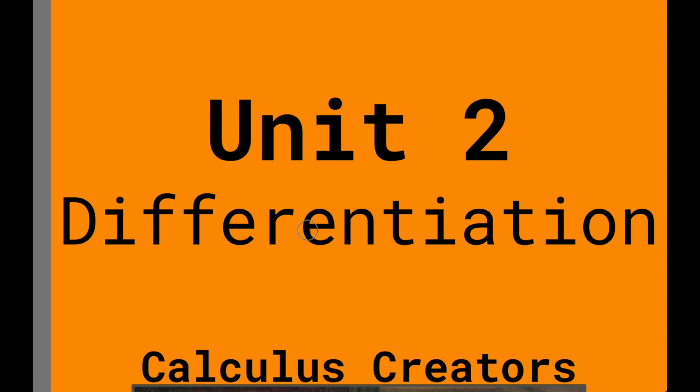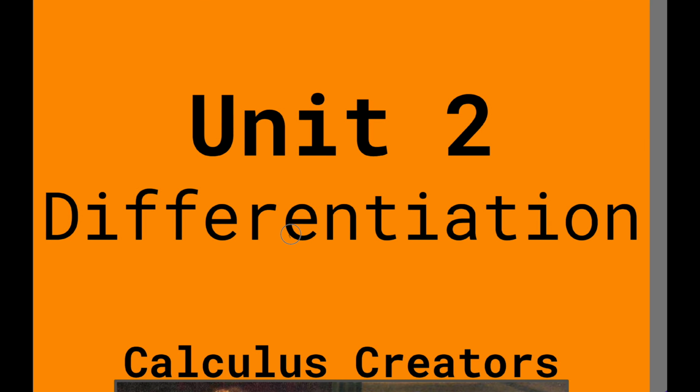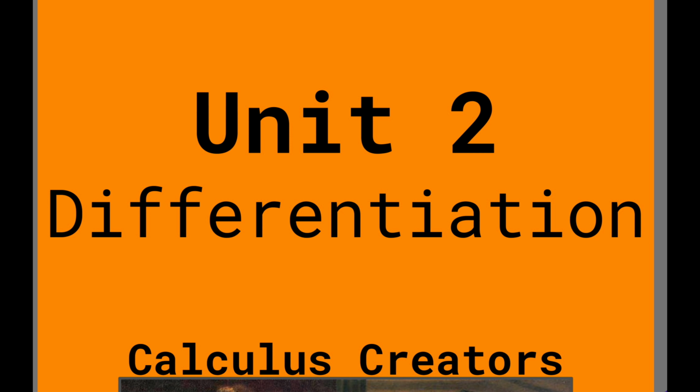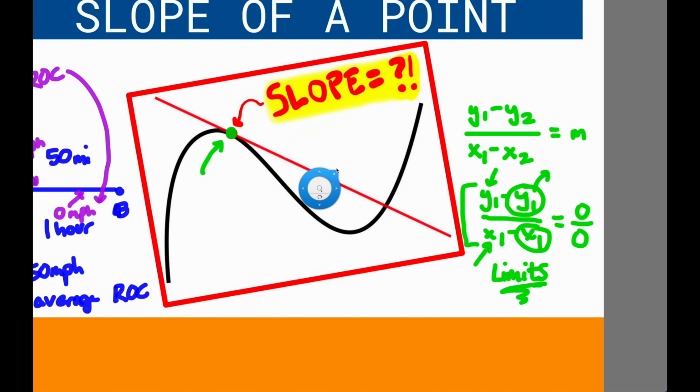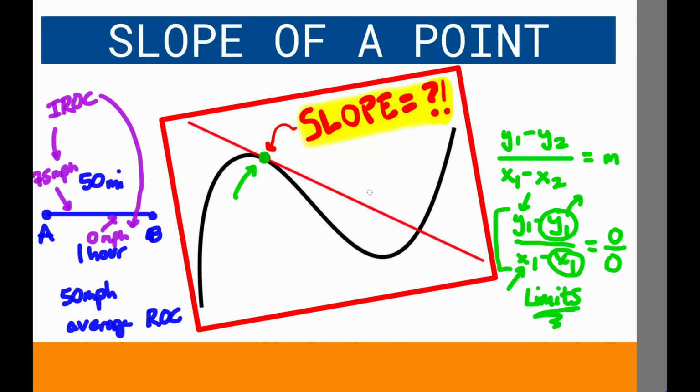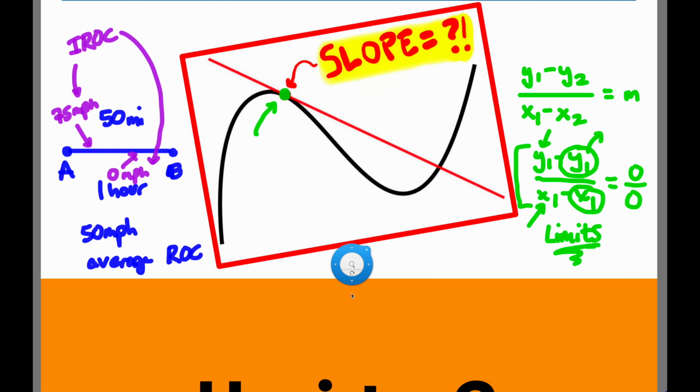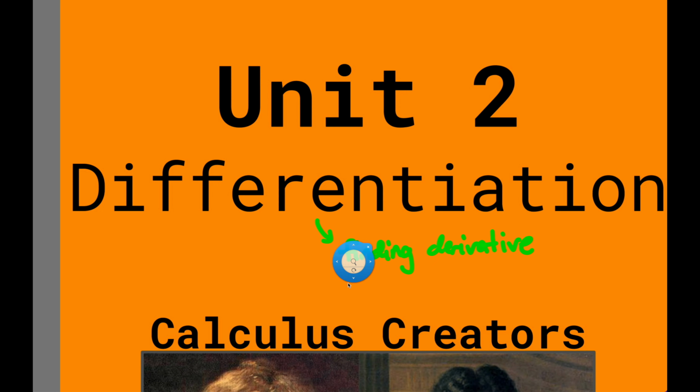Okay, so Unit 2, it's called differentiation. Okay, differentiation is the process of finding the derivative. So when you see this word differentiation, it just means the process of finding the derivative. A derivative is also a new term, probably. So derivative, again, just means the slope of a point. So if you're finding the derivative, you're finding the slope of a point. Okay, instantaneous rate of change is another way of saying it. All right, onward we go.